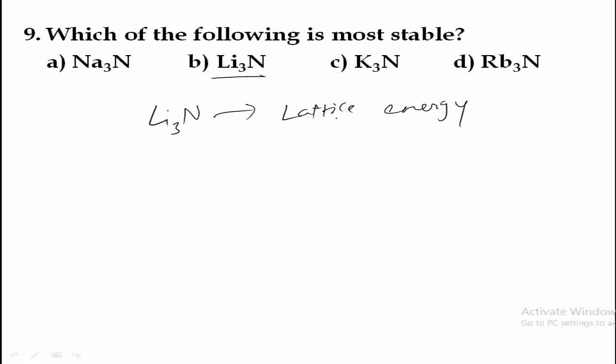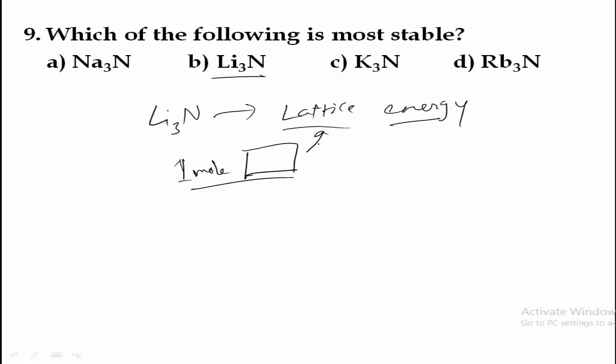When we say lattice energy, first you should know what it is. Lattice energy means the amount of heat energy released when the crystal is formed. When 1 mole of lithium nitride crystal is formed, the energy that is released, we call it lattice energy. So this energy released is high enough to make the overall reaction exothermic.